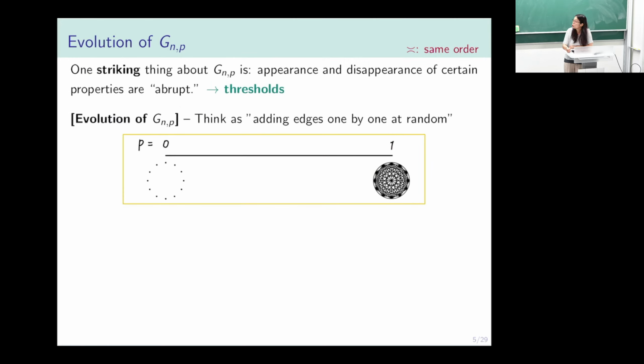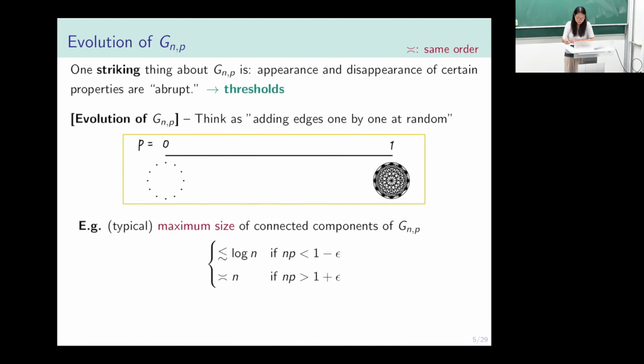So then let me talk about the evolution of G(n,p). One striking thing about G(n,p) is that the appearance and disappearance of certain properties are abrupt, and this gives us the notion of thresholds. In this evolution of G(n,p), we usually think of it as adding edges one by one at random. So when p is 0, no edges are present, so we have the empty graph. And at the end, when p is 1, all of the edges are present, so we have the complete graph. We increase p from 0 to 1, and we think of that as adding random edges one by one each time. Then we observe the typical behavior of G(n,p) as we choose edges one by one.